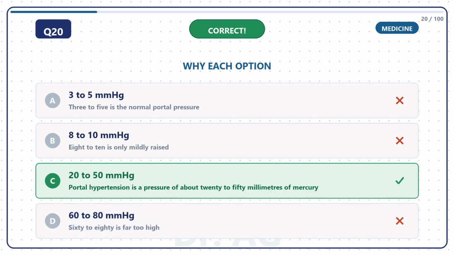And the correct answer is 20 to 50 millimeters of mercury. Portal hypertension is a pressure of about 20 to 50 millimeters of mercury. So, the right answer is option C. 20 to 50 millimeters of mercury.